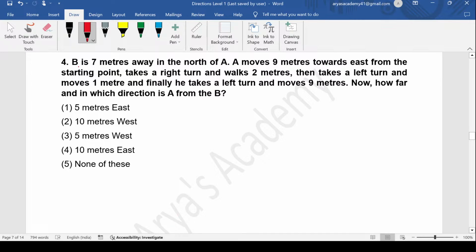First point, B is 7 meters away in the north. In which direction? North of A. North of A means from A it is towards north, and at what distance? 7 meters. Which point is located? B.